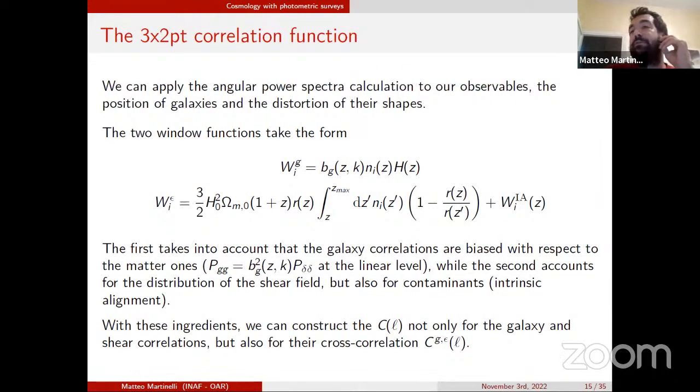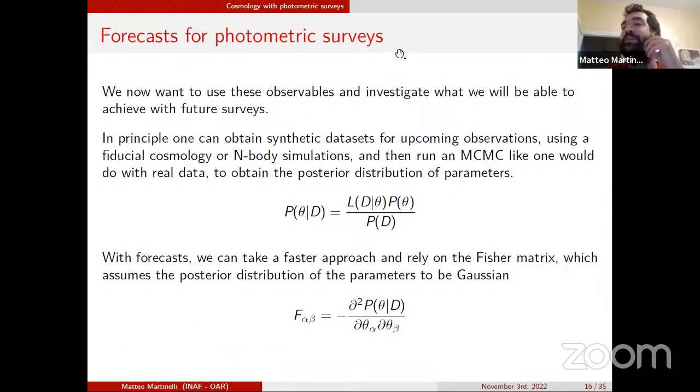Now, if we were working with real data, this would be enough, right? You just get your observables from your survey, you create your theoretical prediction with your model, and you just compare. With forecasts, obviously, we don't have the data. We have to work around it.